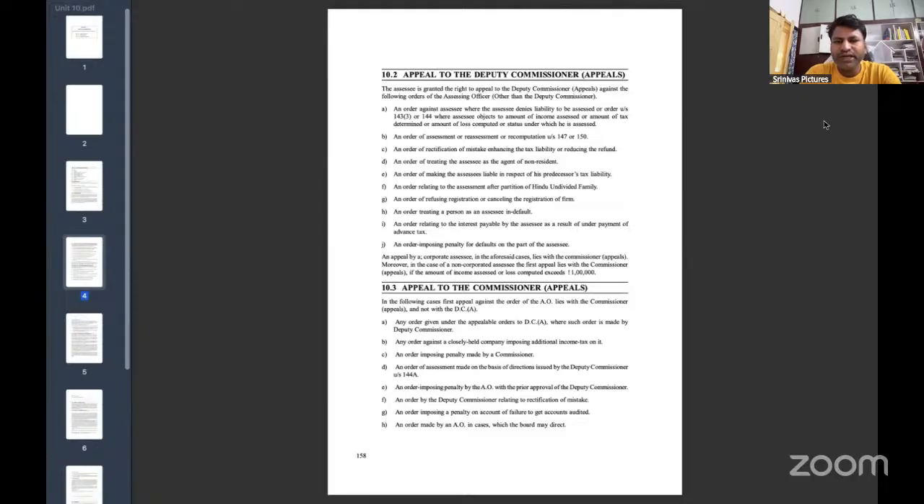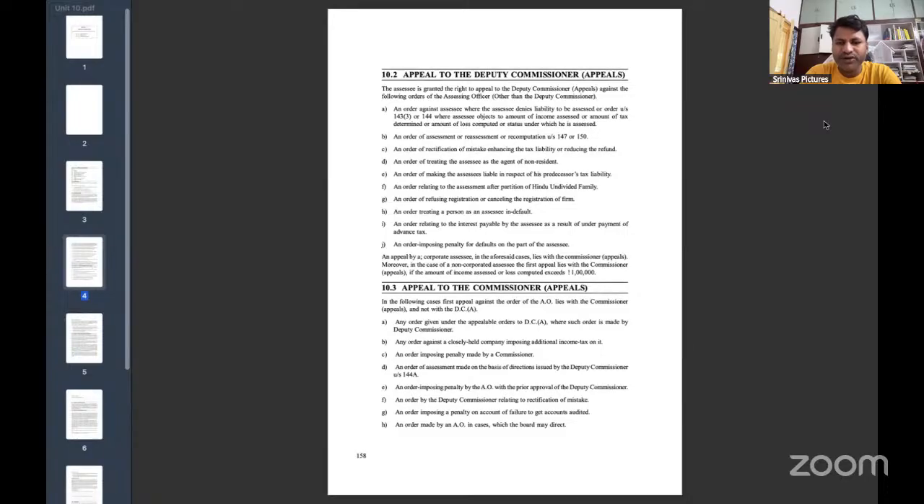An order treating the assessee as an agent of a non-resident. An order making the assessee liable in respect of the tax liability of another person. An order relating to assessment after partition of a Hindu undivided family. An order refusing or cancelling the registration of a firm. These are all the situations in which we can appeal to the deputy commissioner under sections 143 and 144, and appeal to the commissioner of appeals.